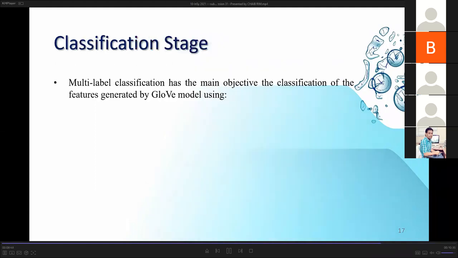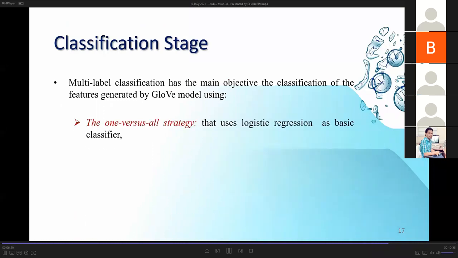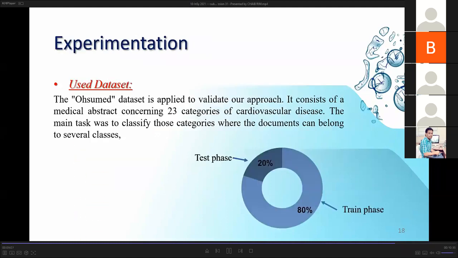The multilabel classification is the last step of our system. It has as its main objective the classification of the features generated by the GloVe model, using the one versus all strategy that uses logistic regression as basic classifier, classifier chain, and LSTM classifier. To validate our system, we use the OH-SUM dataset. It consists of medical abstracts concerning 23 categories of cardiovascular disease.